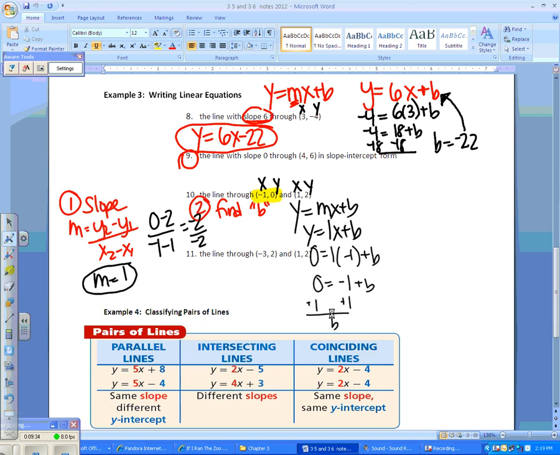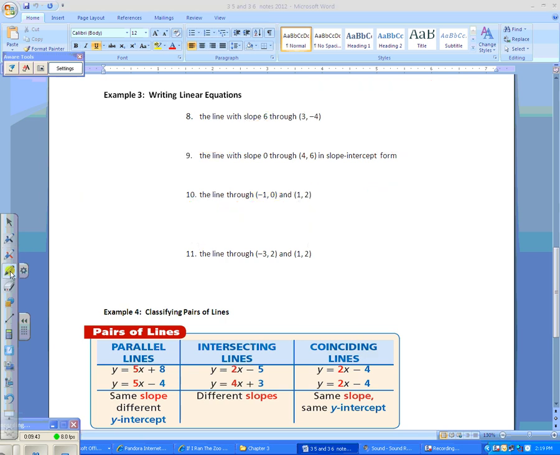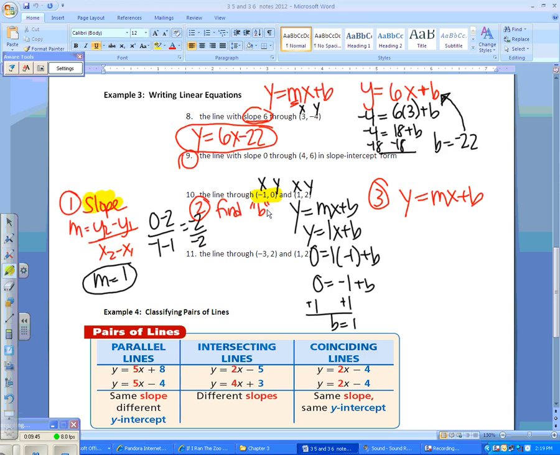So I have 0 equals negative 1 plus b, and then I add 1 to both sides, and I get b equals 1. And then the last thing that I need to do is take my equation, y equals mx plus b, and I need to fill in what I just solved for. I solved for slope, and I solved for b. So I'm going to plug in my slope and I'm going to plug in my b into this equation, and my final answer is y equals, my slope was 1, and my b was 1. And that's my final answer.